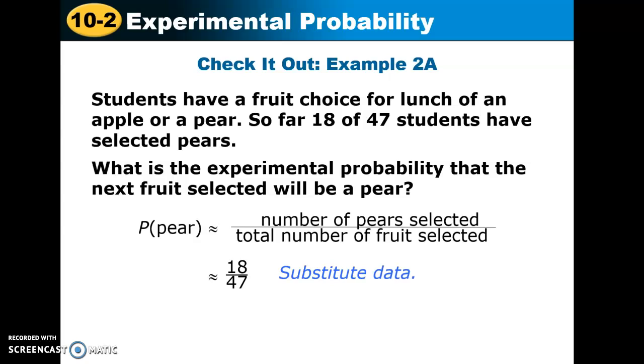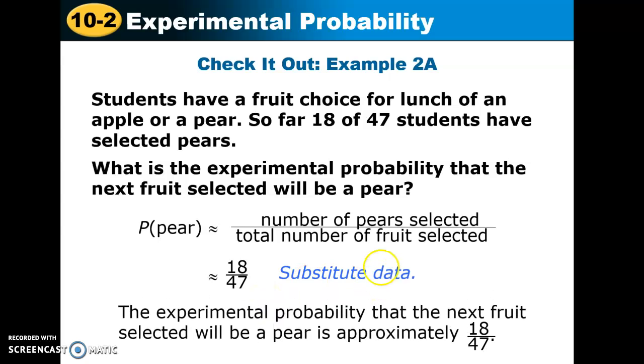Again, that's kind of a weird number to say. You wouldn't say to the lunch lady, Mrs. Zab or Mrs. Mullet, hey, can I bet 18/47 that the next student's going to pick a pear? No, you would say 38%. There's a 38% chance that the next student's going to pick a pear.